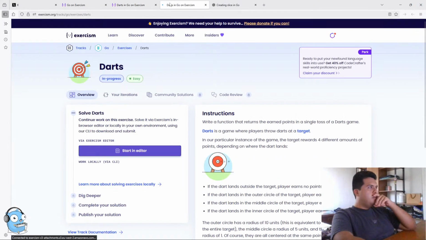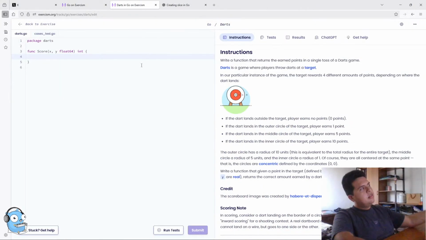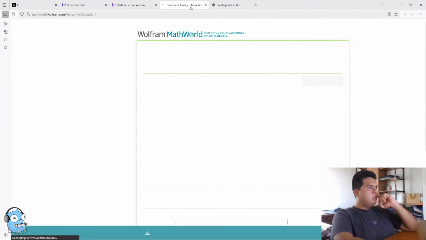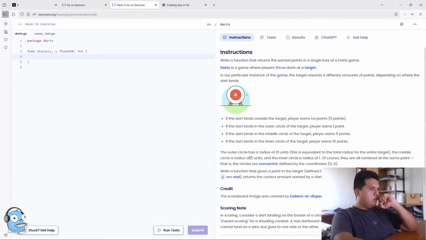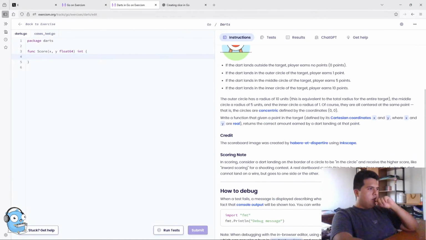Back to the exercise. I want to know if this one is easy. Okay. The circles are concentric. Scoring: in scoring, consider an arrow landing at the border of the circle to be in the circle and receive the higher score, like in 1. Okay.